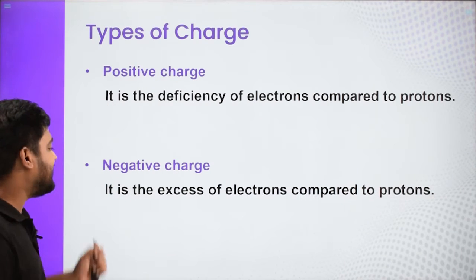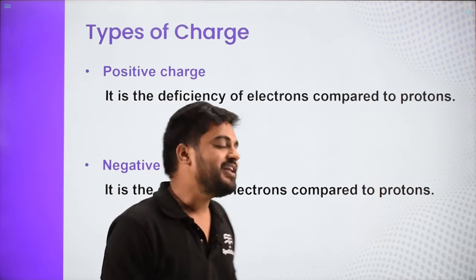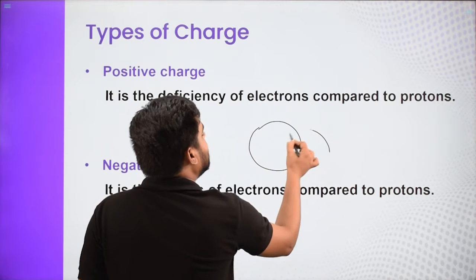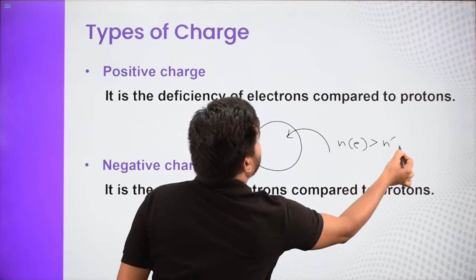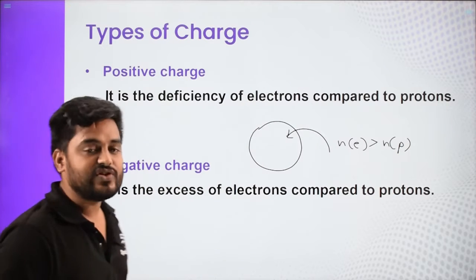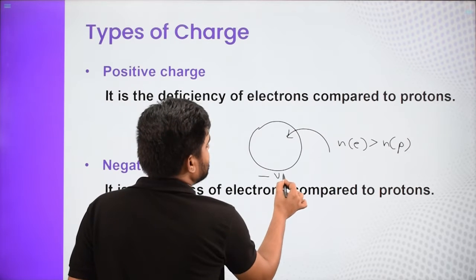Similarly, what is negative charge? It is the excess of electrons when compared to protons. So similarly, rather than going out, if electrons come in, then the number of electrons is greater than the number of protons, and we say that there are excess electrons, and eventually it is the excess of electrons which makes the object negatively charged.